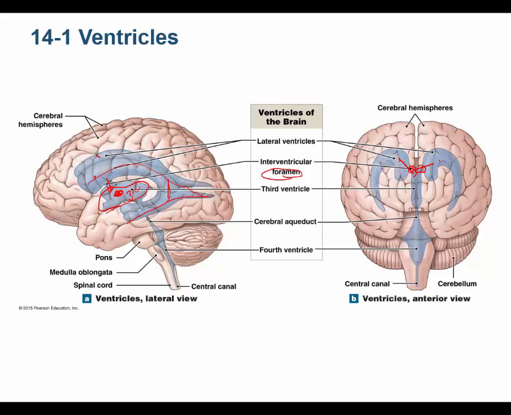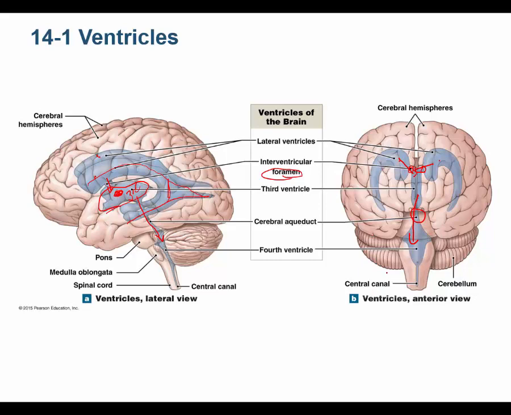Third ventricle makes more cerebral spinal fluid, but it also receives CSF from the lateral ventricles. And then the third ventricle, the CSF made there, can flow into the fourth ventricle, and it does that through this cerebral aqueduct right here, from the third to the fourth. Cerebral aqueduct, CSF flows from the third to the fourth through the cerebral aqueduct.